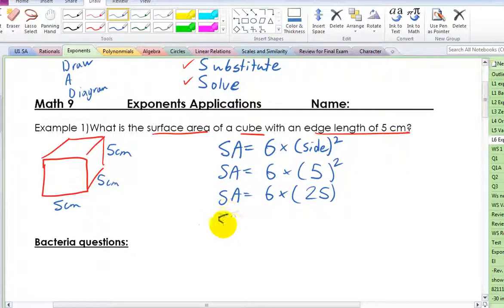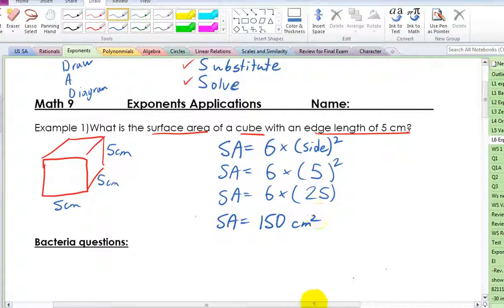Okay? So now, this is a calculator question. One simple piece of math. Type it in, tell me what you get. Or if you think about it, you've got 6 quarters. I don't know how much 4 quarters is. So 4 quarters is $1, 100. What about 2 more? $1.50, or 150 centimeters squared.